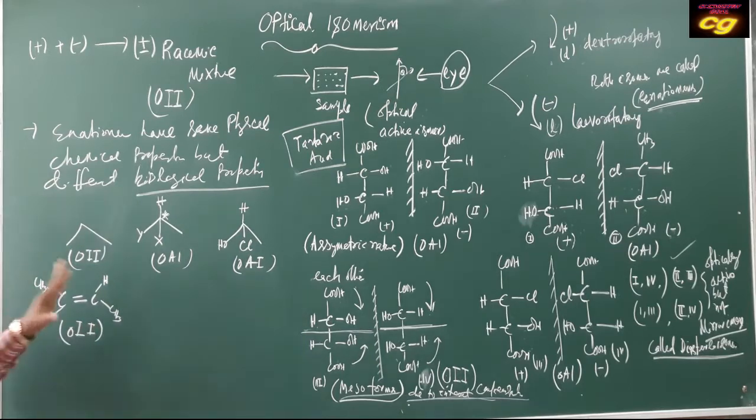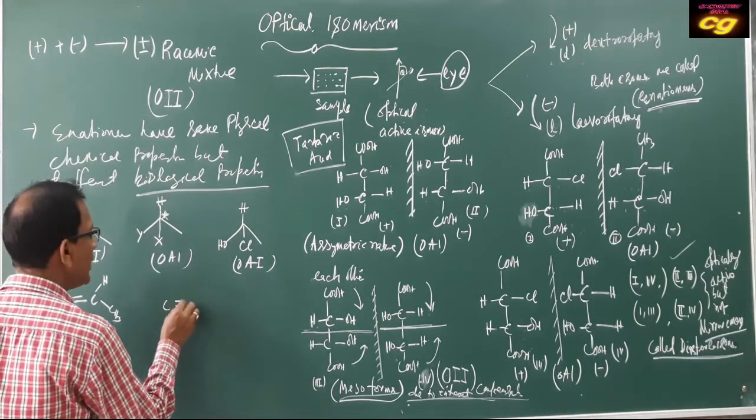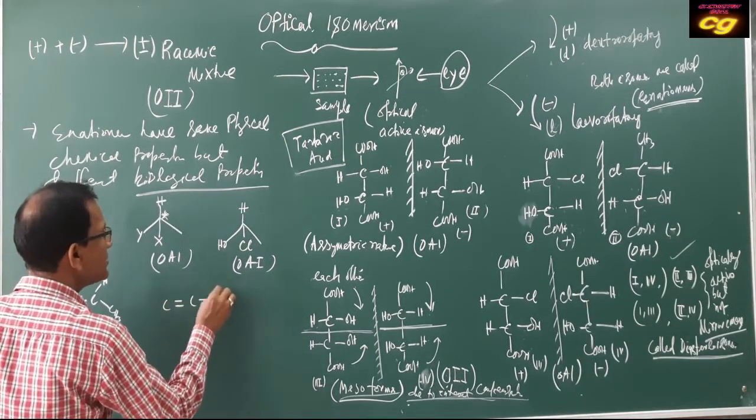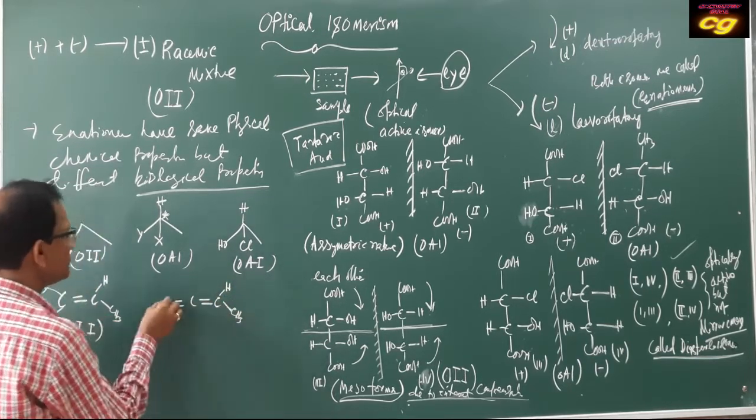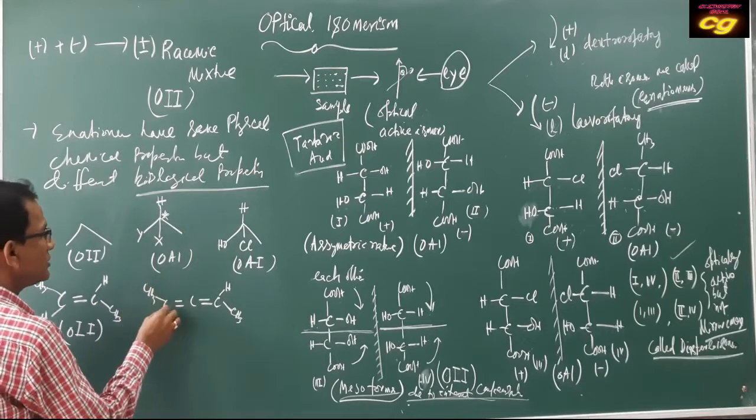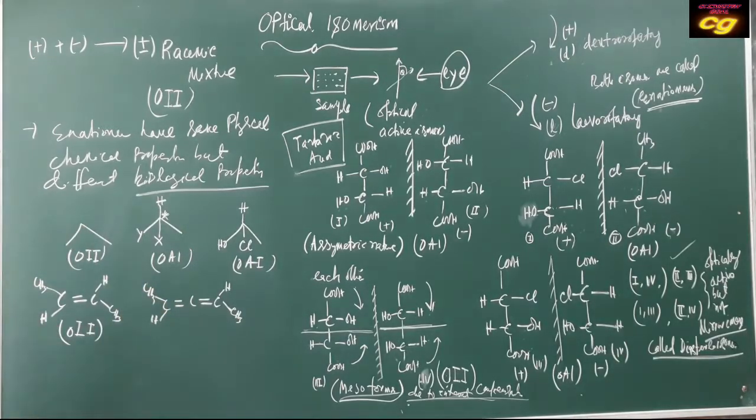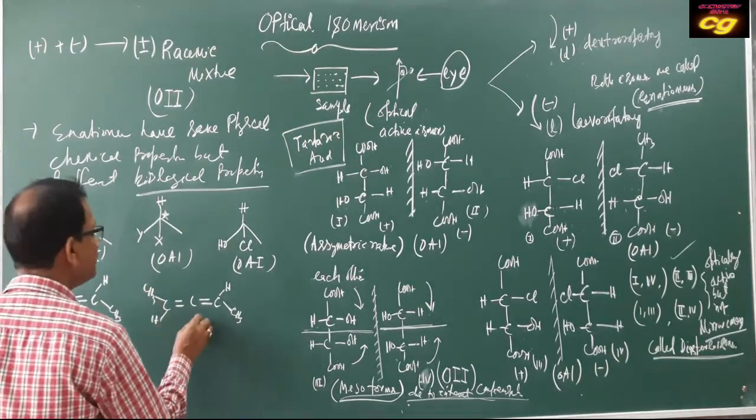But in the allene group, having this type of isomer, suppose H, this is your CH3, this is your CH3, suppose this is H, this type of molecule is optically active.